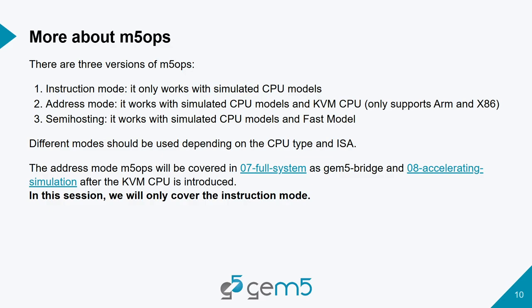And the last one, which is less commonly used, is the semi-hosting version, that we are not going to cover in the bootcamp here. But different modes should be used depending on the CPU type and the ISA. The address mode M5 op will be covered in section 7, full system, as the gem5 bridge, and in section 8, accelerating simulation, after the KVM CPU is introduced. In this section, we will only cover the instruction mode M5 op.